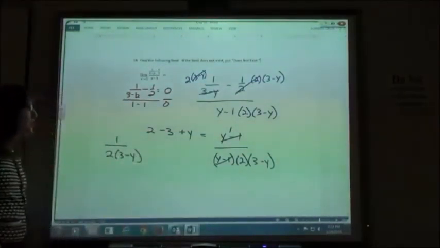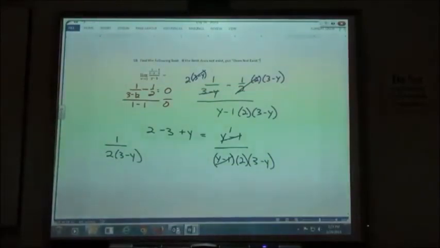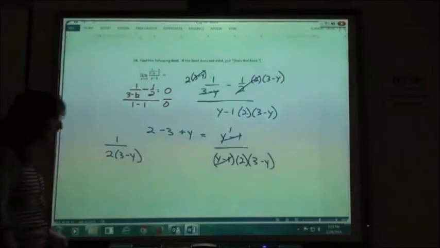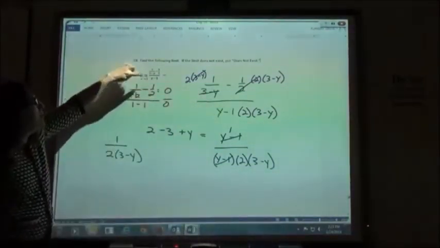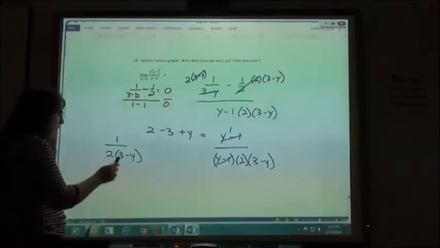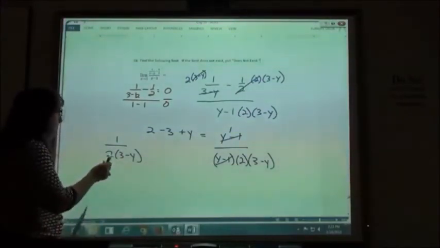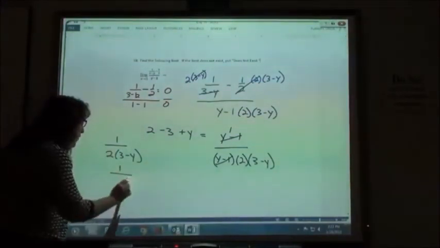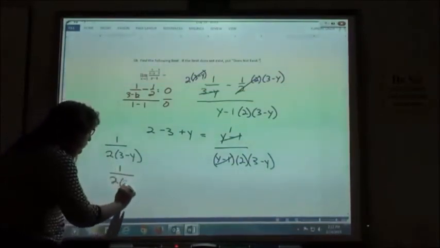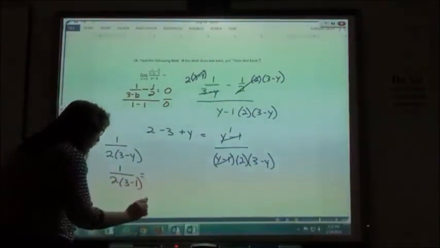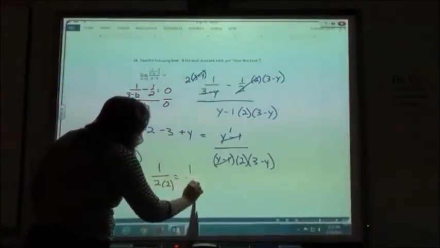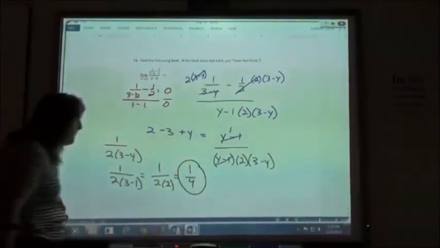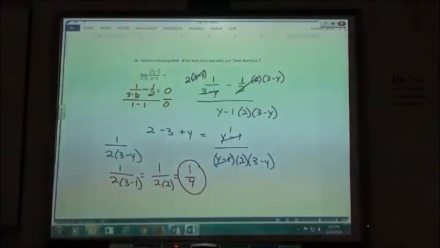I could use my distributive property and multiply that out if I want. Really not necessary. I've got my fraction in a simpler form. So now I can go ahead and evaluate it directly. So I'm going to put 1 in. And so I'm going to say 1 over 2 times 3 minus 1. Give me 1 over 2 times 2, which gives me 1/4. And so 1/4 should be my answer.